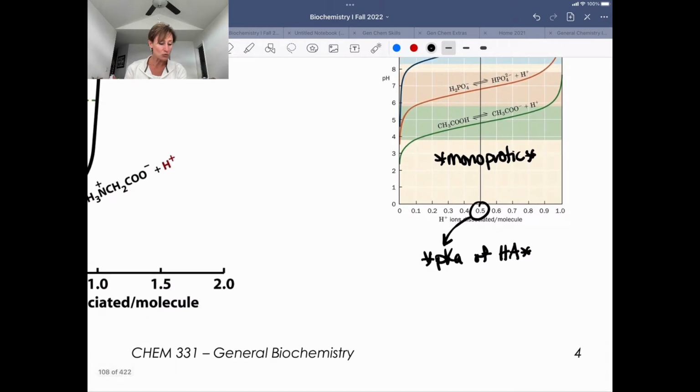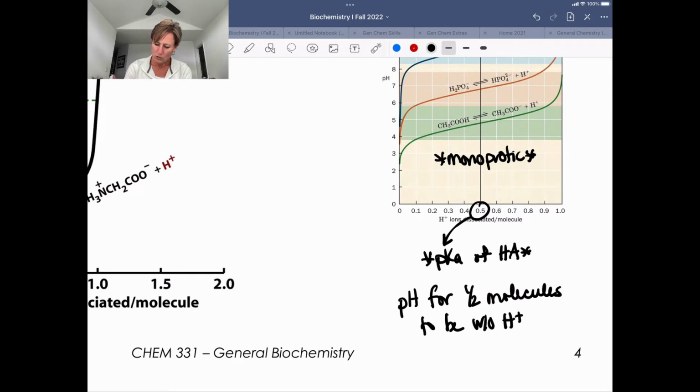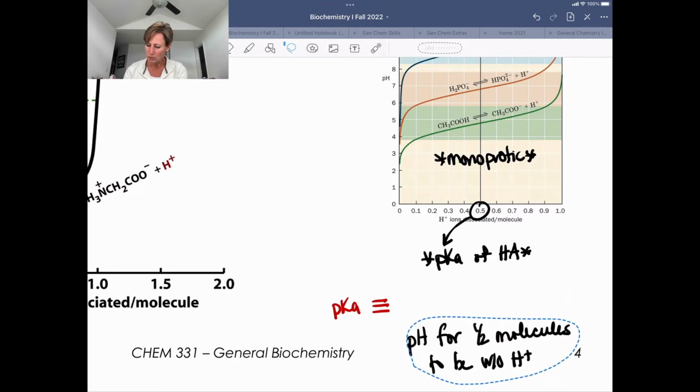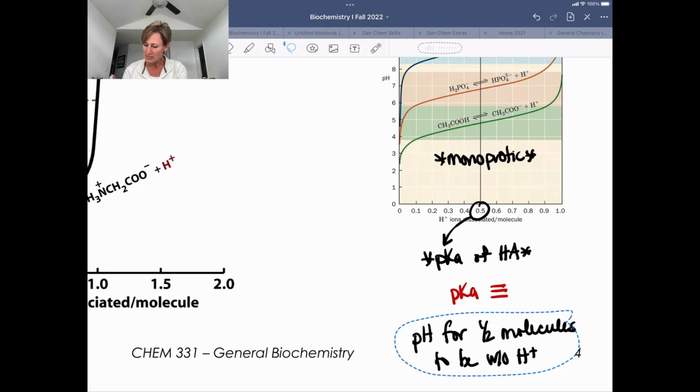And that halfway point is really important because we could define pKa also by saying that it is the pH for half of your molecules to be without their proton. So that was a way to sort of define pKa. We could say that pKa is defined as the pH for you to be at for half of your molecules to be without their proton. I'm just going to give myself a little bit more room here for the next piece.